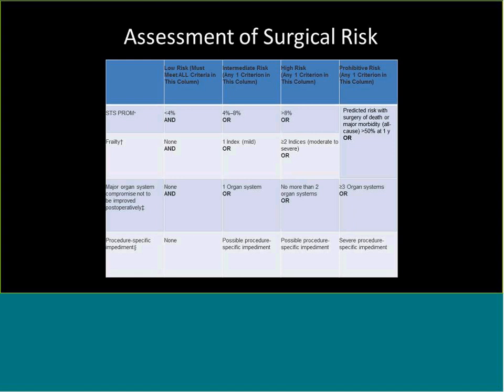Your organ system compromised, not to be improved postoperatively. So chronic liver disease, COPD, chronic obstructive lung disease with poor FEV1, FVC, those patients, in spite of their aortic valve replacement, are not going to get better. Now, if they have hepatic congestion, that's a little bit different, from heart failure that may get better with a structural heart intervention, but chronic cirrhosis or things like that, we are not going to be able to fix.